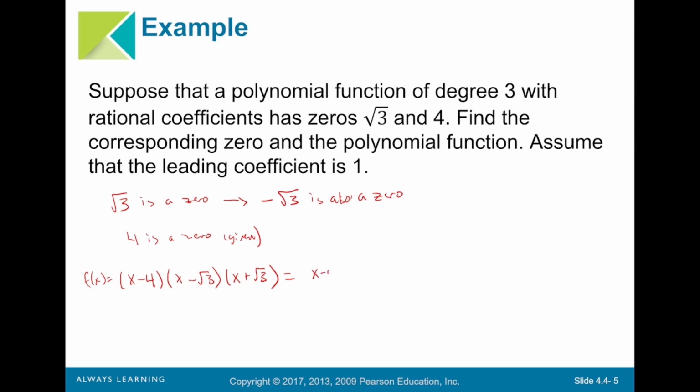If I leave the x minus 4 term in the front for now, then I'm going to multiply my x minus root 3 and x plus root 3. My first terms give me x squared. My outer terms give me x root 3. My inner terms give me minus x root 3. And my last terms give me a minus 3.